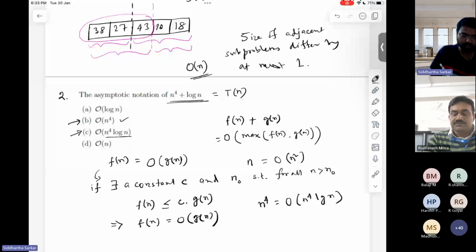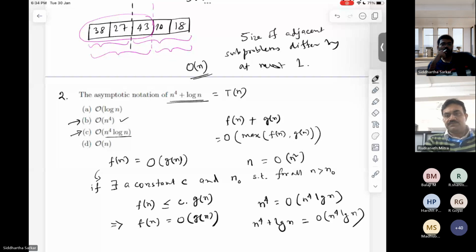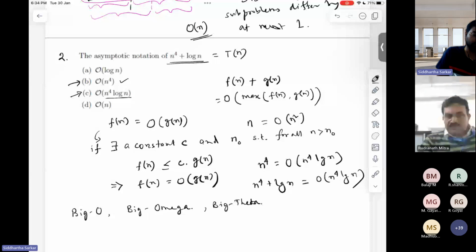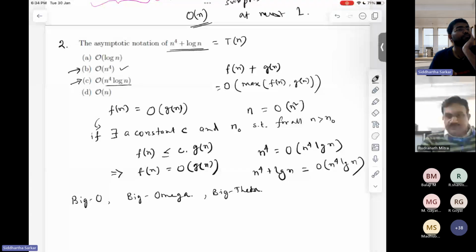In this case, our function is n to the power 4 plus log n, so we will be able to say that this holds. Is this clear? If it is not clear, then you have to read the definitions of big O, big omega, and big theta. What are these notations which we have seen in the videos?